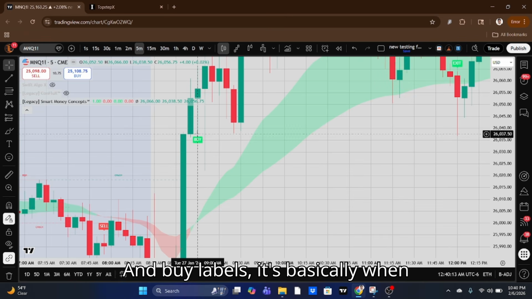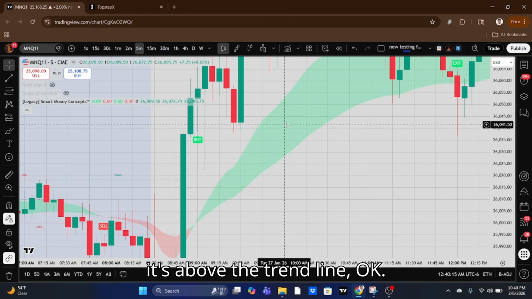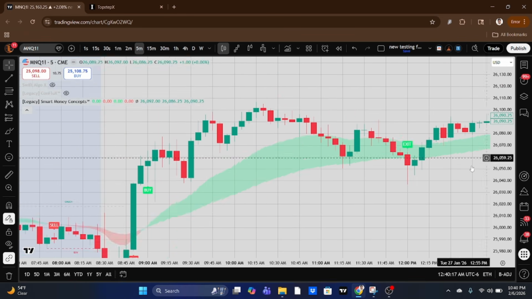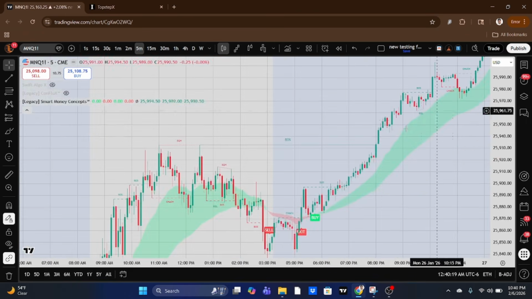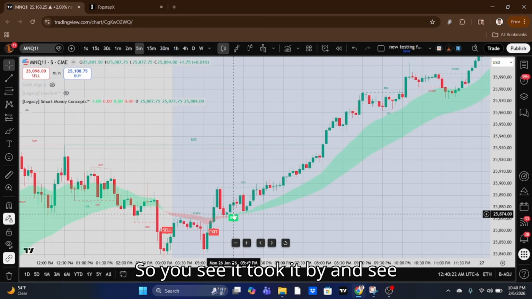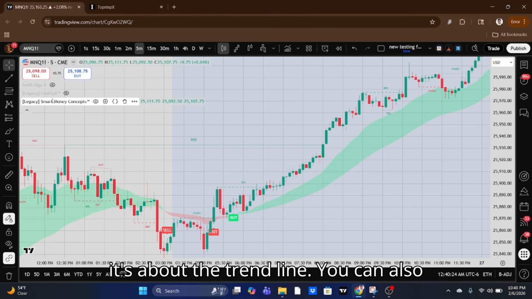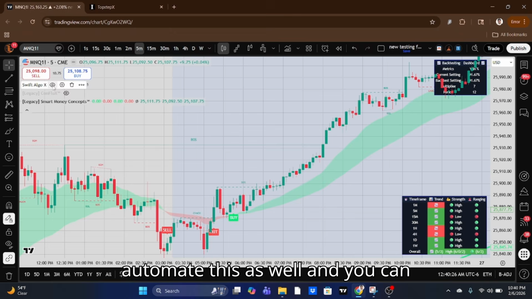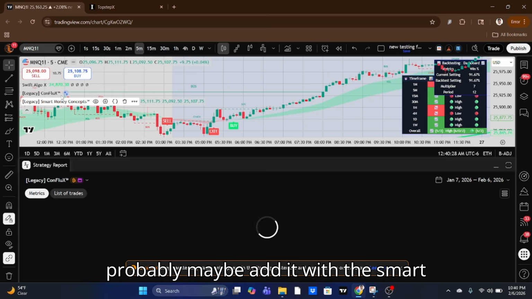And buy labels is basically when it's above the trend line. Okay. So you see it took a buy and see it's above the trend line. You can also automate this as well. And you can maybe add it with the smart money concept.